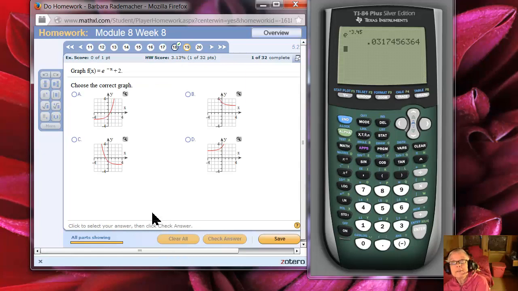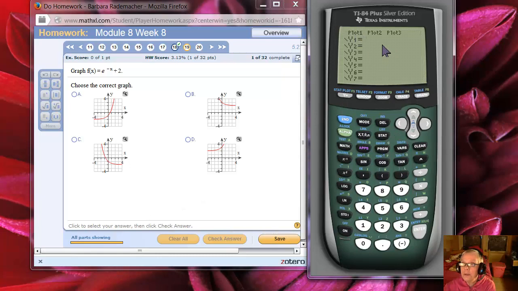Now we're going to graph. Okay, let's go to y equals and clear anything out that might be there. I'm going to say second ln, and I'm going to put a negative x in the power, negative x. And then I'm going to hit the right arrow key to bring the cursor down, and I'm going to say plus 2. Now I'm going to graph it.